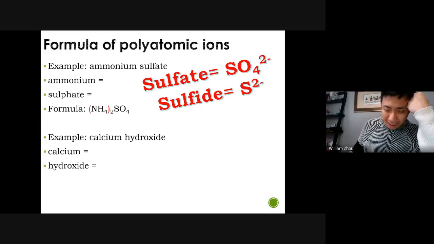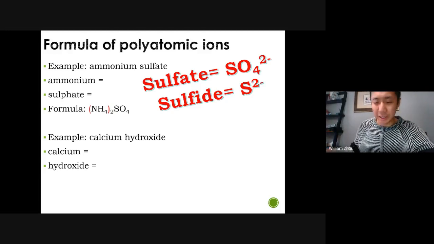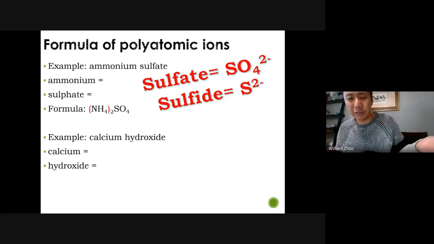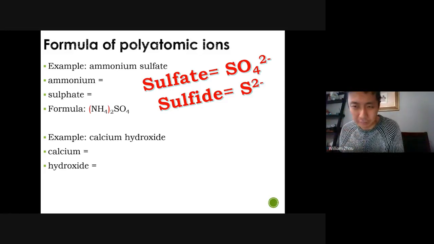Sulfide with the IDE, that's just sulfur. You change the ending to IDE. So S. Again, that's the difference. Sulfate, sulfide, 3-letter difference, but that's a huge difference. If you see sulfate, don't just put an S. That's wrong, that's sulfide. Please make sure you don't get these two mixed up. That's, again, a common mistake that I keep noticing every year.